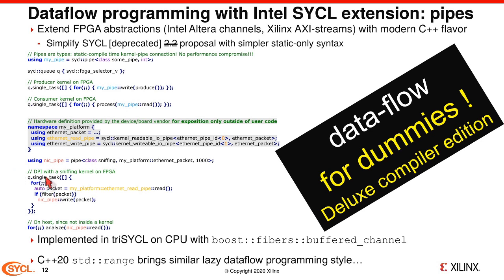So for this, you just launch on your FPGA queue a single task that will read forever some Ethernet packets, and will just filter them. And if it's an interesting Ethernet packet, it will forward it to the NIC pipe here. And the NIC pipe is actually used on the host side, so it's executed on the host because there is no queue involved. And on the host, you will just analyze what you read from the pipe. So it's very terse syntax. And since everything is static, you can generate some very efficient code from this.